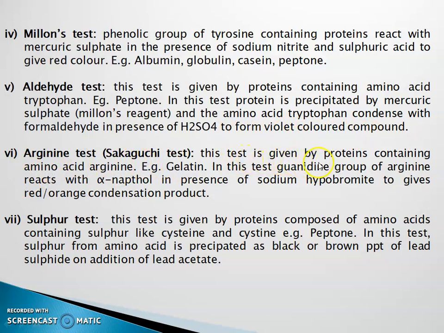Arginine test or Sakaguchi test. This test is given by proteins containing the amino acid arginine. Example: gelatin. In this test, the guanidine group of arginine reacts with alpha naphthol in the presence of sodium hypochlorite to give a red or orange condensation product.